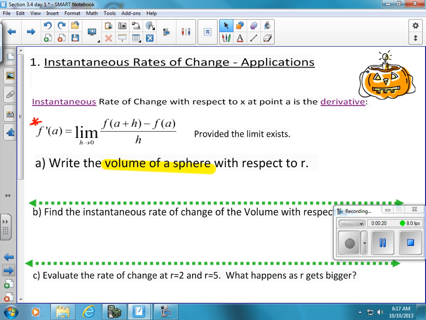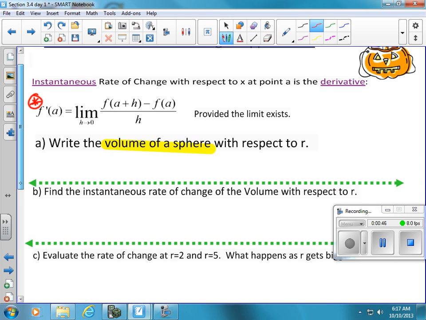There are lots of words on this video. Please stop the video at any time and write them all down. The instantaneous rate of change: we know this definition right here for the derivative. That is the definition we are always going to remember. We can use our other tricks to take the derivative, but remember that the derivative is always a limit as you get closer and closer to a point, provided that it exists.